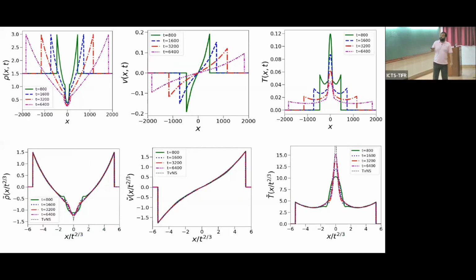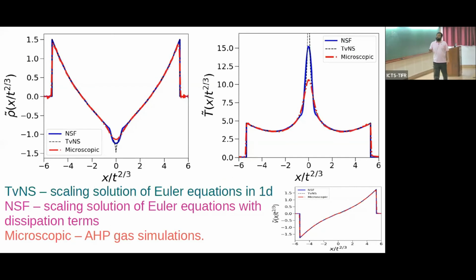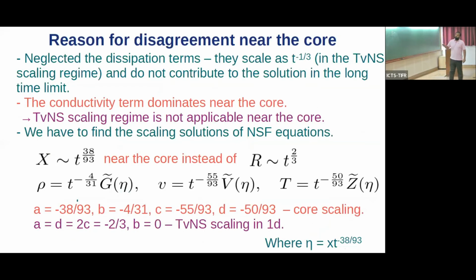That is because the TVNS scaling predicts that the dissipation terms scale as t to the power minus 1/3. If they scale as t to the power minus 1/3 in the long-time limit, they should not contribute. But they are contributing. It means that TVNS scaling is not valid near the core of the blast. And you have to look for some other scaling. The core scaling, it turns out, is not the TVNS scaling, but you get a very weird exponent, x goes as t to the power 38/93. And we get a different exponent, t to the power minus 4/31, in the density profile. The velocity profile is different.